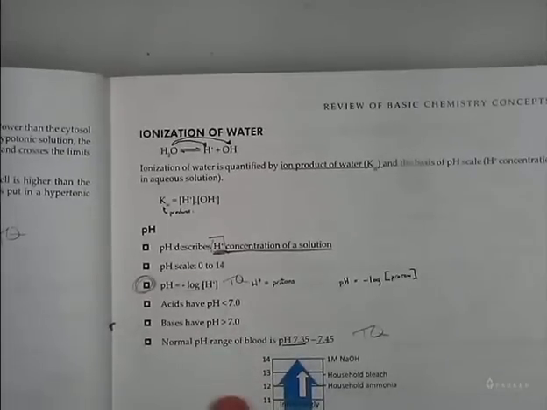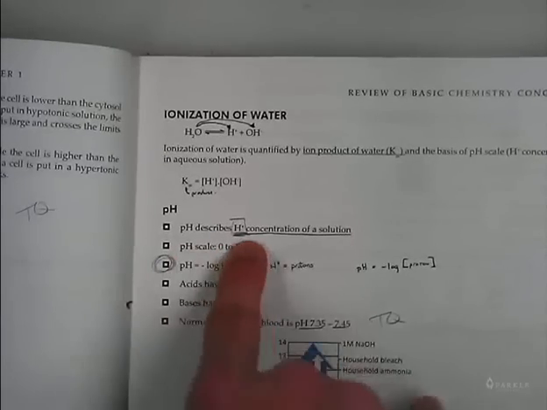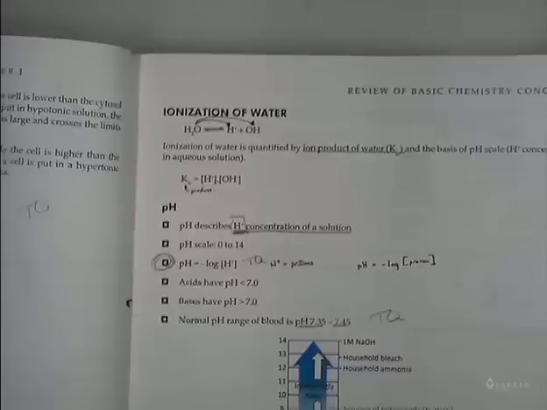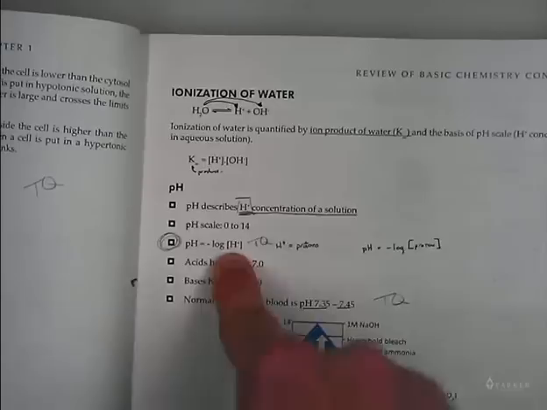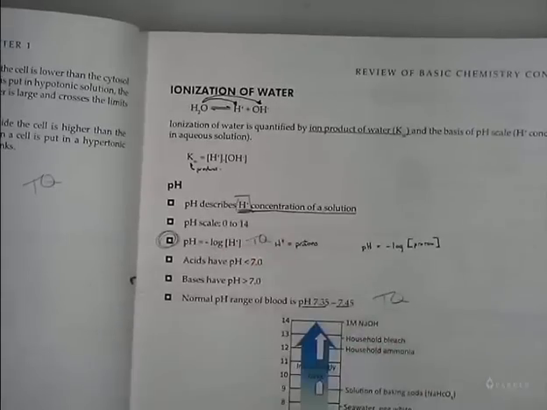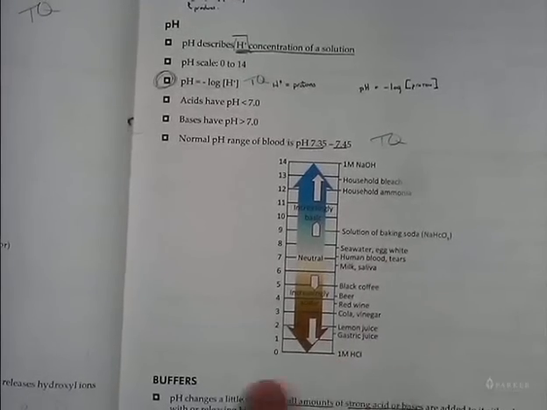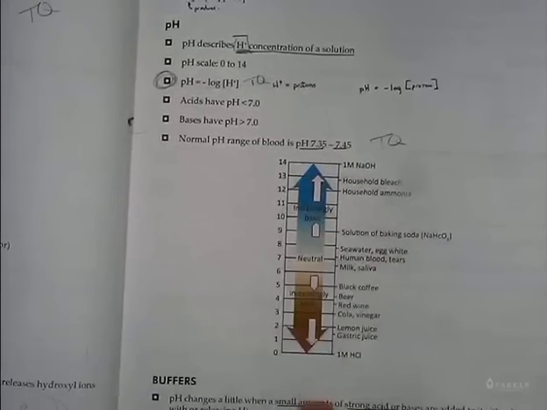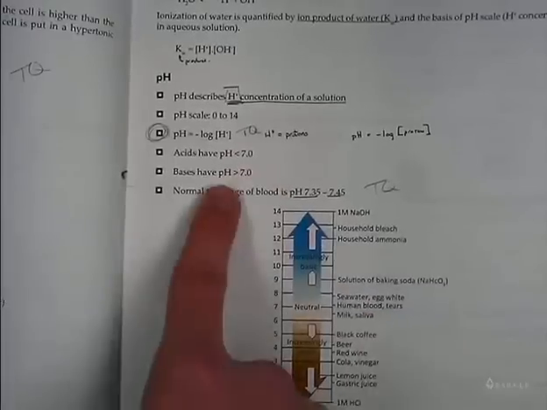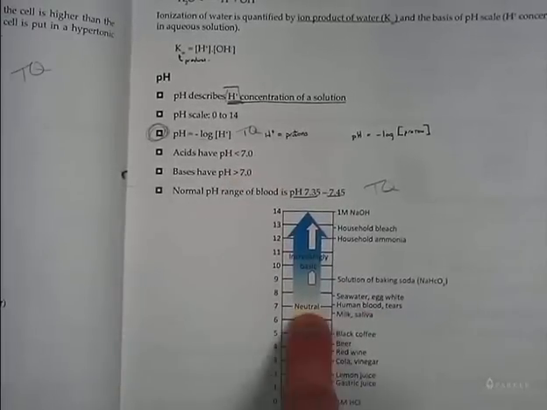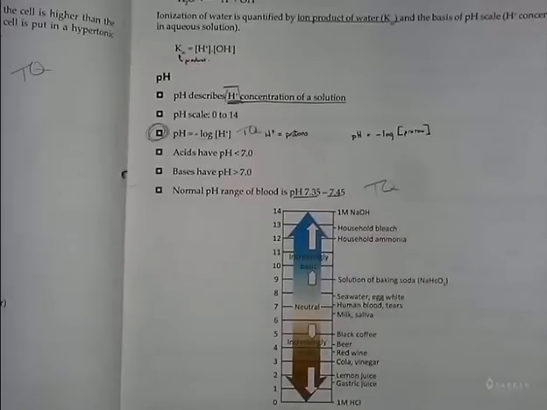All right, pH. You need to know it describes the hydrogen concentration of a solution, and that equation is pH equals negative log of hydrogen concentration. You know that equation. pH is on a scale of 0 to 14, 0 being the most acidic, 14 being the most basic. All acids are pH less than 7. All bases are pH greater than 7, so 7 is just our neutral. Need to know that human blood is 7.35 to 7.45.